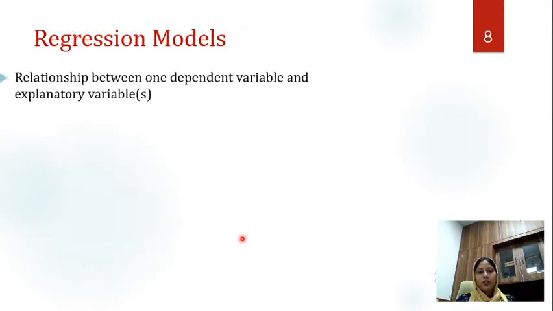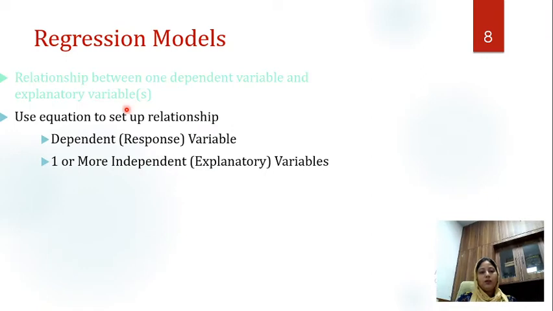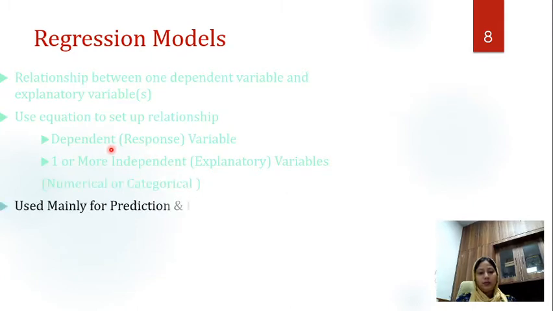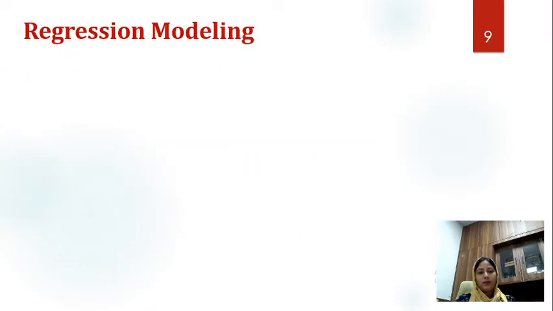Regression models the relationship between one dependent variable and one or more explanatory variables. It uses an equation to set up the relationship between the dependent response variable and one or more independent or explanatory variables. Now, explanatory variables can be numerical or categorical, while the dependent variable is numerical. It is used mainly for prediction and for estimation.